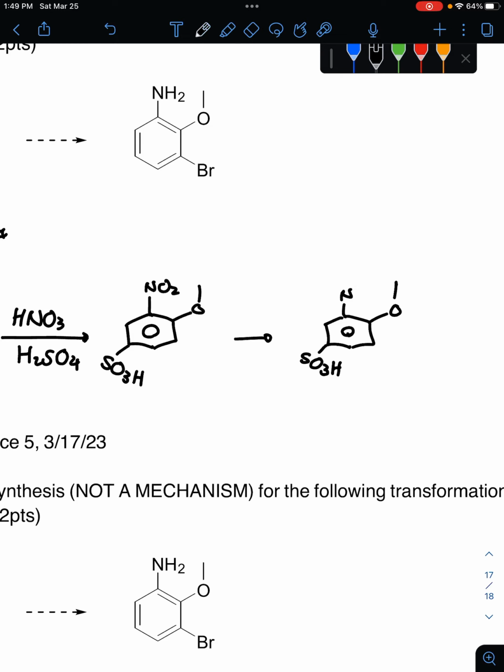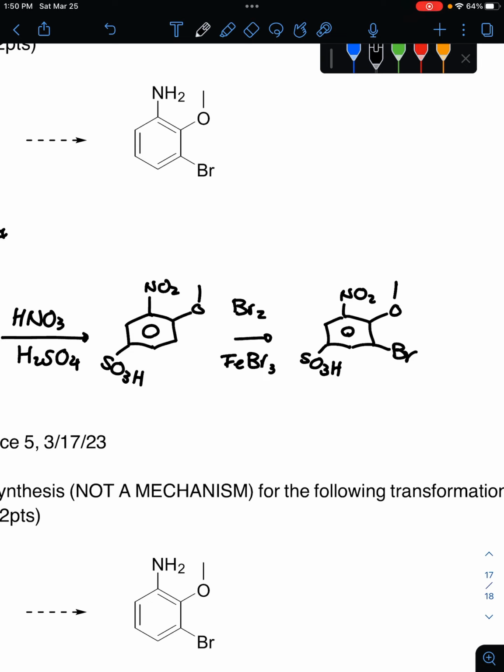So for that reason, it's better to keep this a nitro group and then go ahead and do the bromination reaction at this point. That would be directed to this position specifically because the methoxy group is an OP director, and both nitro and sulfonic acid are meta directors, which would direct the electrophilic aromatic substitution to that one carbon. So that would be very regiospecific.